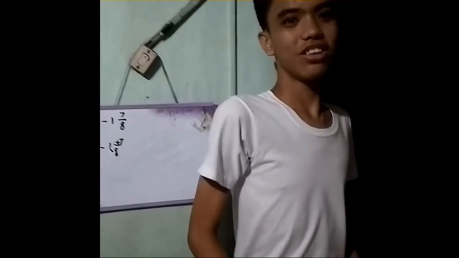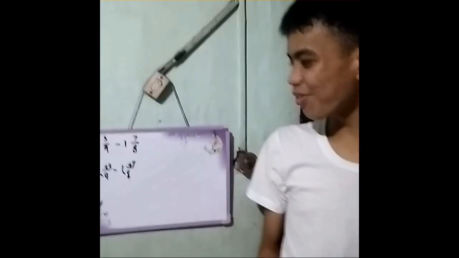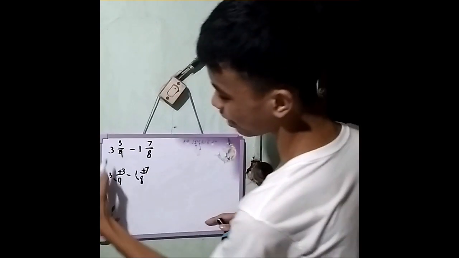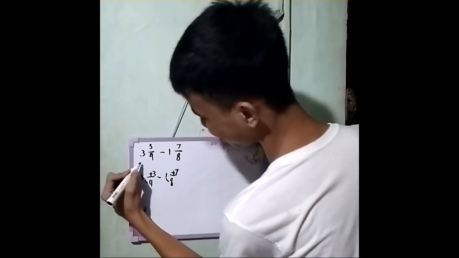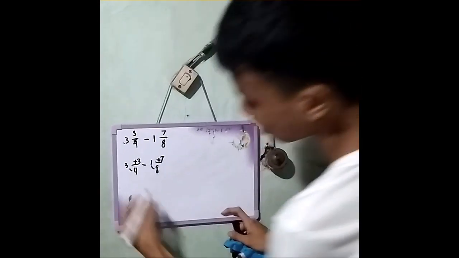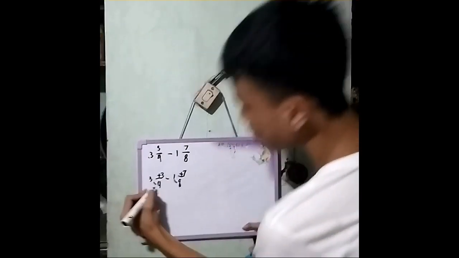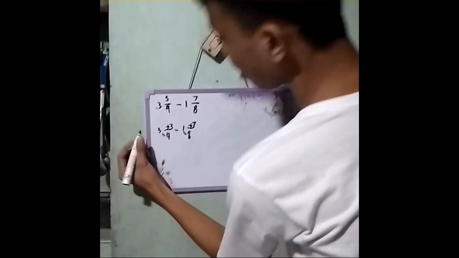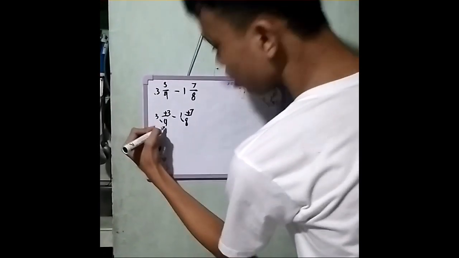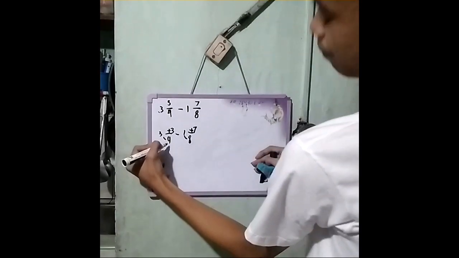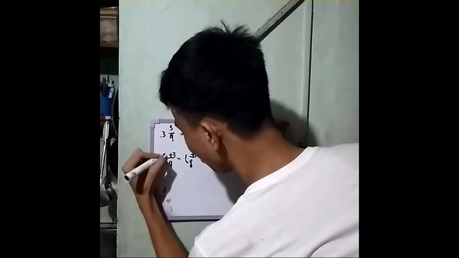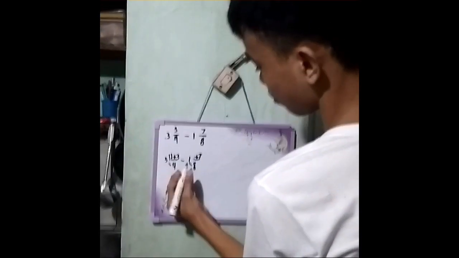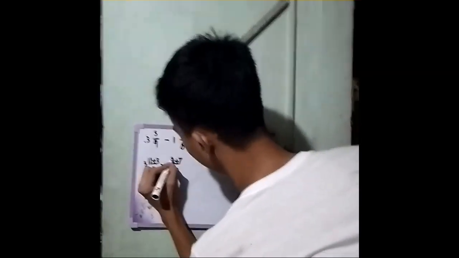So today's video, we're going to subtract mixed numbers. So here's the problem of subtracting mixed numbers. So we're going to times the denominator to the whole number and add it to the numerator. So 4 times 3 is equals to 12, and 8 times 1 is equals to 8, plus 7 is equals to 15.